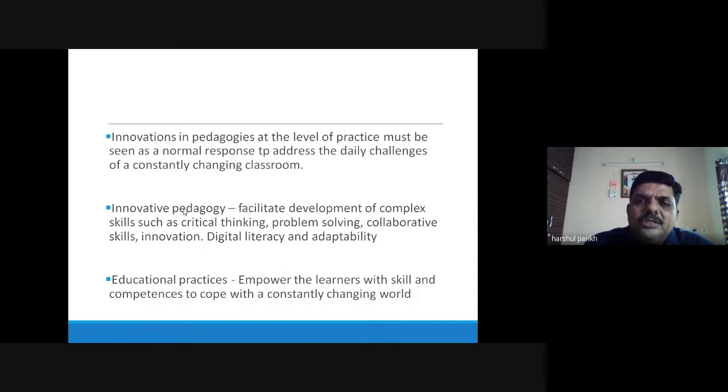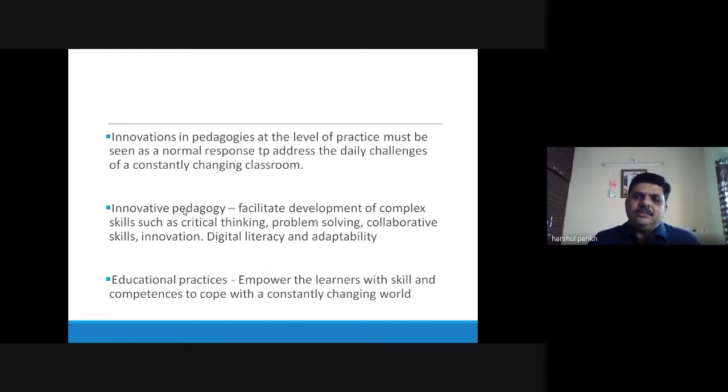Innovation in pedagogies, at the practice level, must be seen as a normal response to address the daily changes in a constantly changing classroom. That means whatever newer pedagogies we implement, it should be a normal response. That means we have to routinely apply this kind of pedagogies.